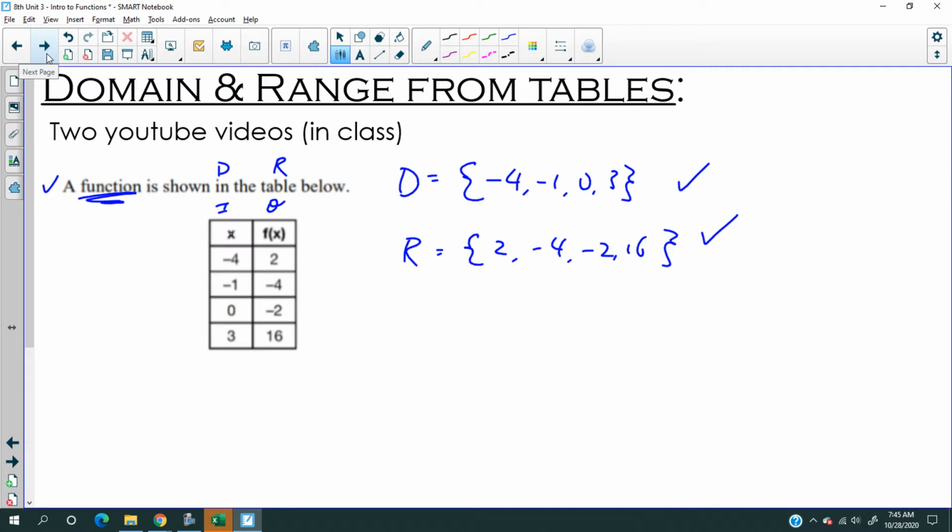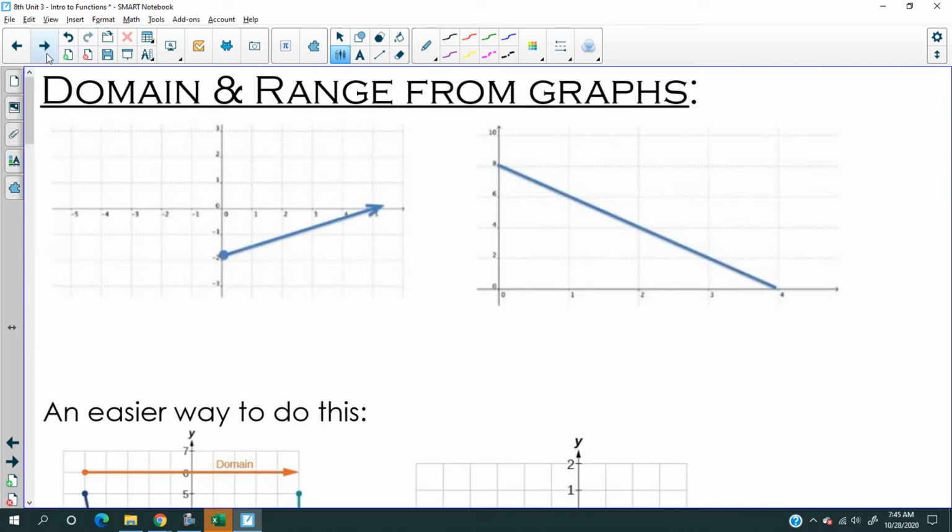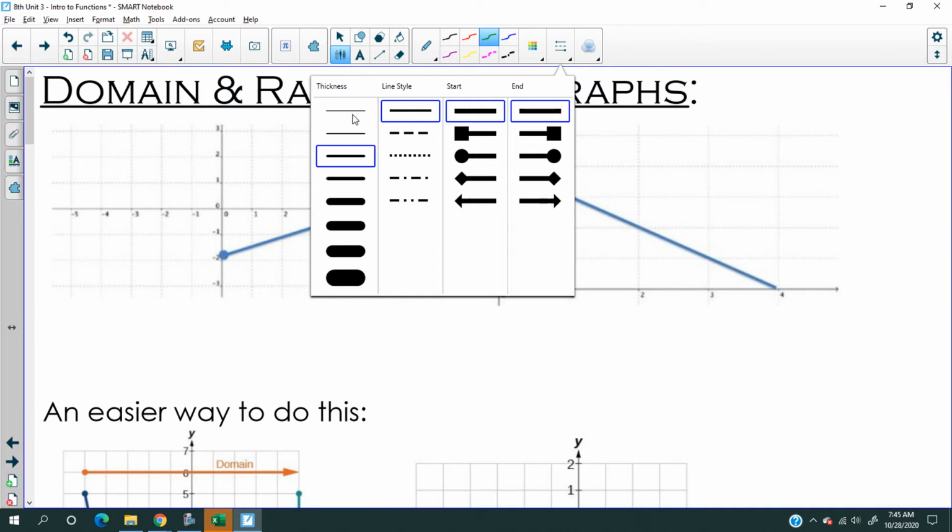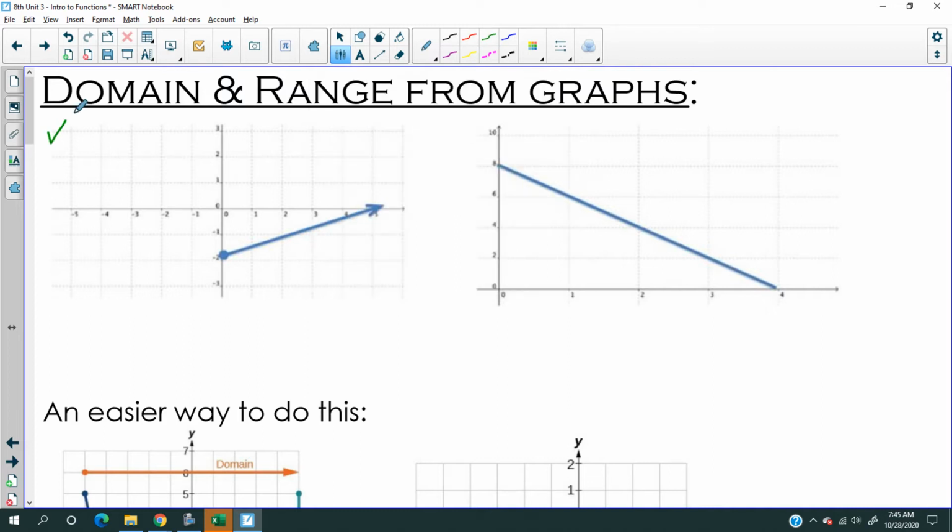All right. So next one, how do we determine the range and domain from graphs? This one is slightly trickier, so let's spend a little bit of time on it. Now, let me see what's a good color to pick. Yeah, green's good. So what is this all about? Looking at this one.